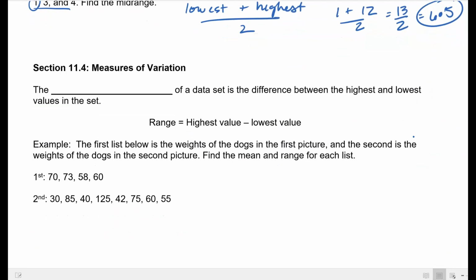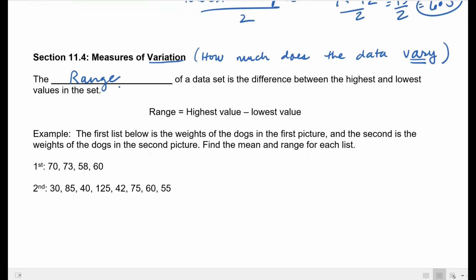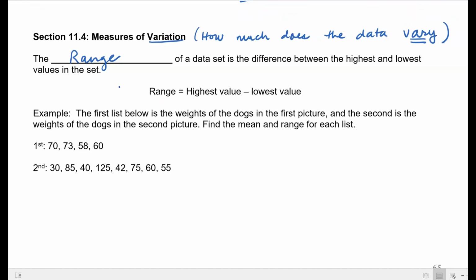And variation just means how much the data varies. So how much is it spread out? Are the values close together? Are they far apart? And the simplest measure of variation is the range. And the range is just the highest minus the lowest value. So super simple.